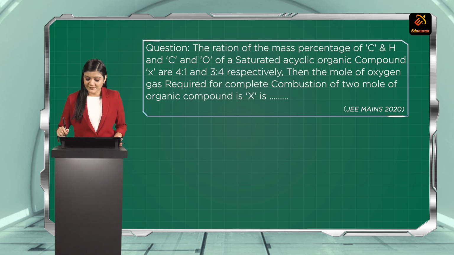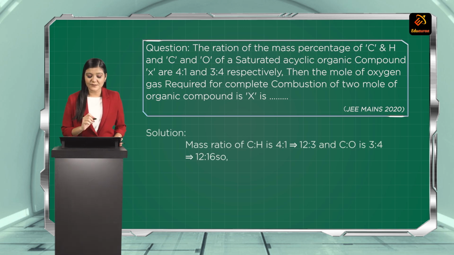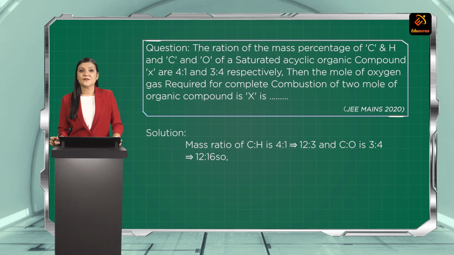Now, students, if I talk about the mass ratio of carbon to hydrogen, it is given as 4:1. And this 4:1, if I multiply with 3, it will be 12:3. Similarly, for carbon to oxygen the ratio is 3:4. Multiply with 3, we will get 9:12. Or if we multiply with 4, then we will get 12:16.